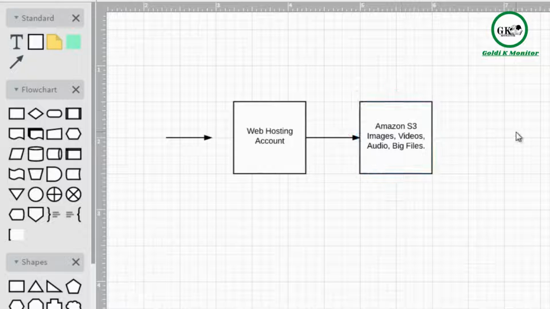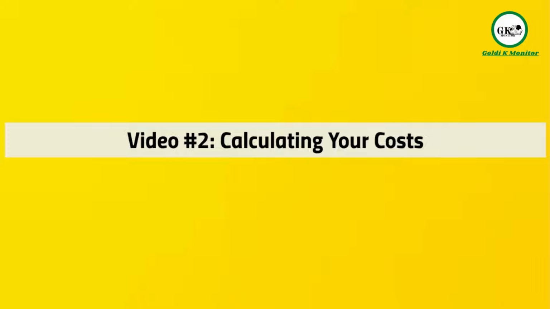All right. So now that you understand how it works, let's move on to the next videos, and I'm going to show you how to actually get this done. So with that said, let's just jump straight in and go into video number 2, and we'll talk about calculating your costs, so you know exactly what to put aside as far as your budget.